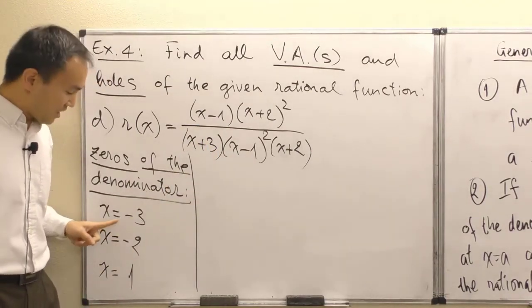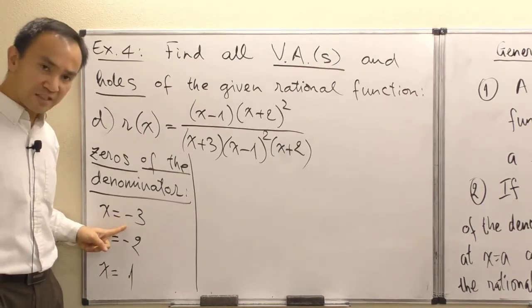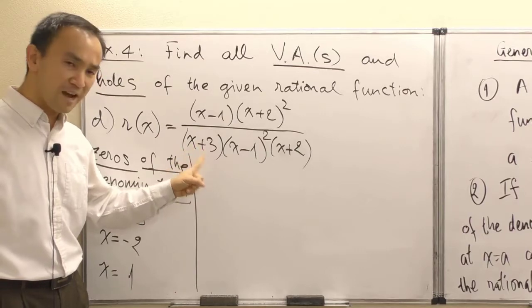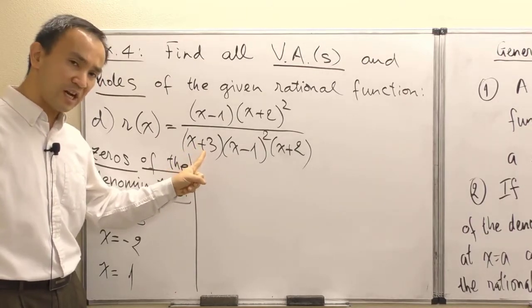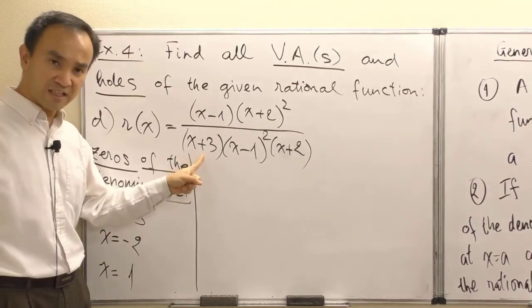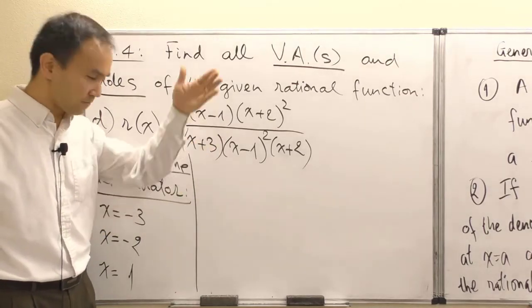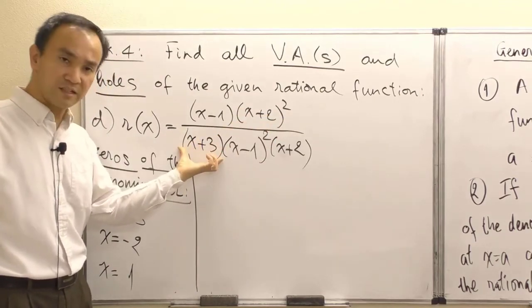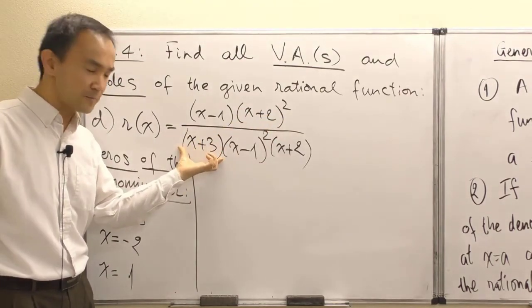Now, with x equals -3 as a zero, the factor corresponding to that is here. And in this factor, we want to decide: is this zero, with that factor, going to be a hole or not? Whether it's a hole or not depends on whether this gets canceled completely or not. It doesn't.